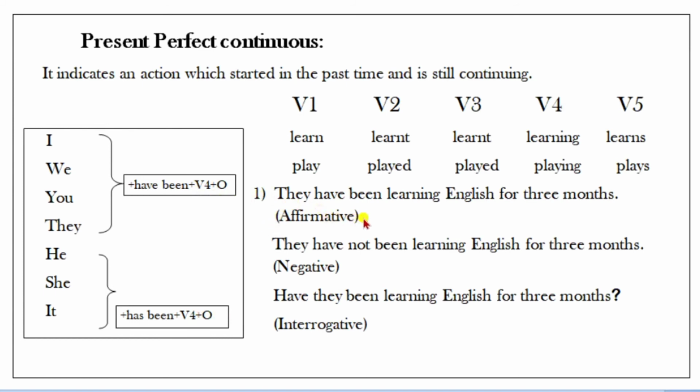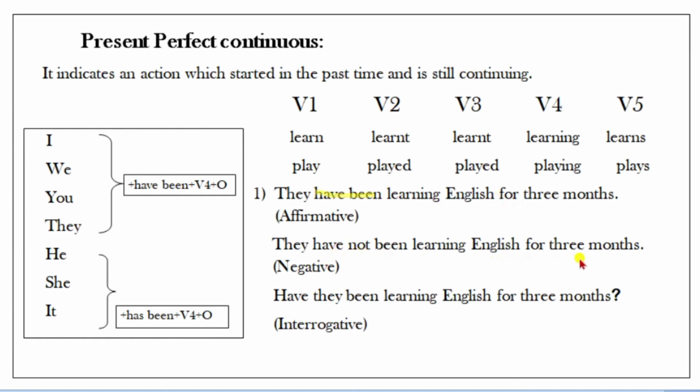They have been learning English for 3 months. This is an affirmative sentence. Have been is the helping verb, learning the main verb. For here indicates a period of time: started in the past, still continuing now. So we use the preposition for here. I have already explained the preposition for in one video.